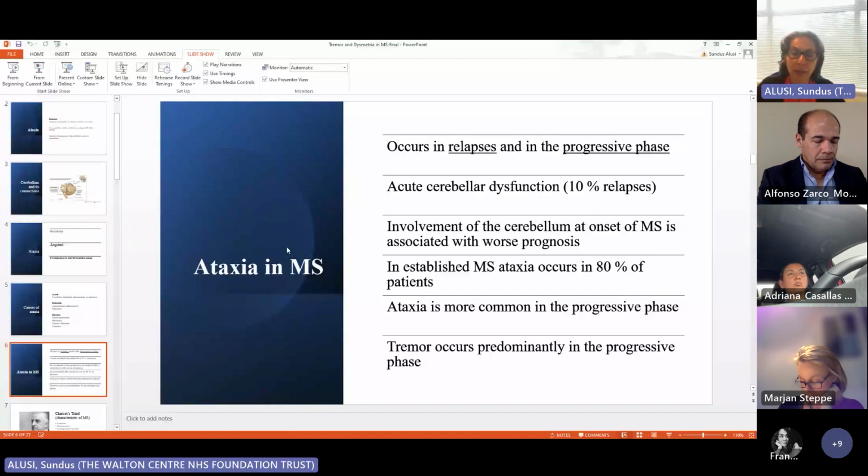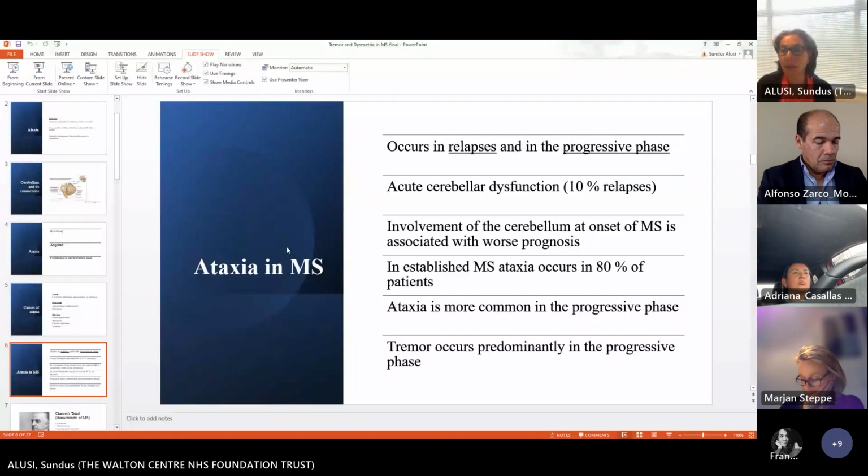In acute cerebellar dysfunction in multiple sclerosis, sorry, that is present in 10% of the presentations. So the ataxia is always looked at as a poor prognosis, or one of the worst prognoses, in multiple sclerosis. And I'm sure you're all aware of the Weinshenker studies in the 90s that showed that if you present with ataxia from the beginning, you're going to have a worse prognosis as the disease goes on.